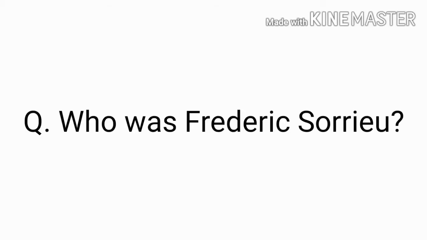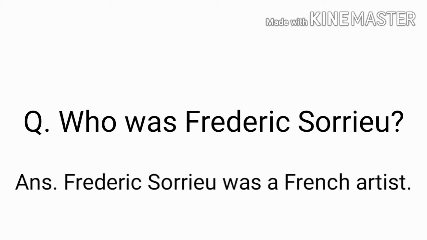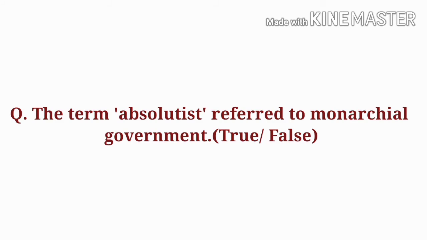Dear children, let me ask a few questions. Listen. Who was Frederick Sorrieu? Answer: Frederick Sorrieu was a French artist. Next one. The term absolutist refers to monarchical government. True or false? The answer is true.